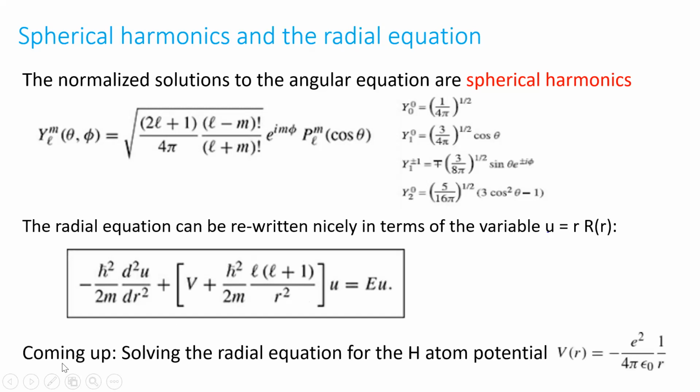So coming up in part 2 of the hydrogen atom, we'll be solving this radial equation for the hydrogen atom potential, putting in for V here, V of r is minus e squared over 4 pi epsilon naught times 1 over r. So this would be the electron charge, minus e, times the proton charge, e, gives us minus e squared. 1 over 4 pi epsilon naught is our Coulomb constant. And then 1 over r is the dependence of the Coulomb potential on radius.